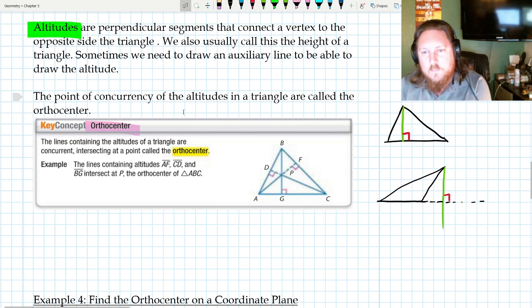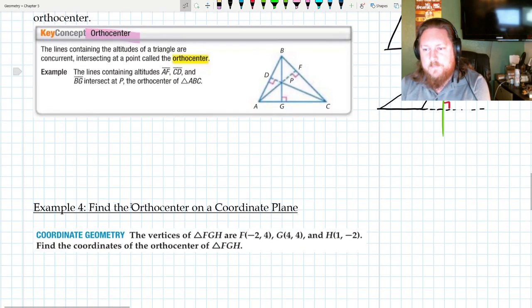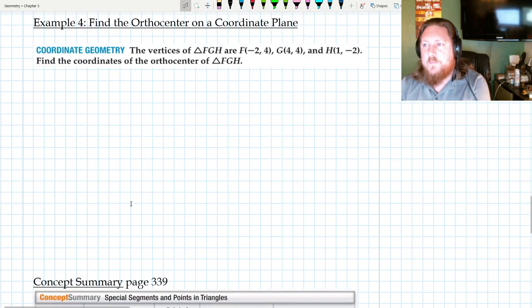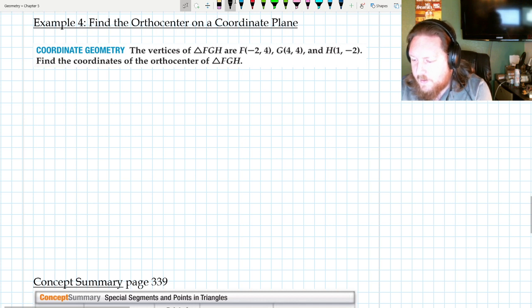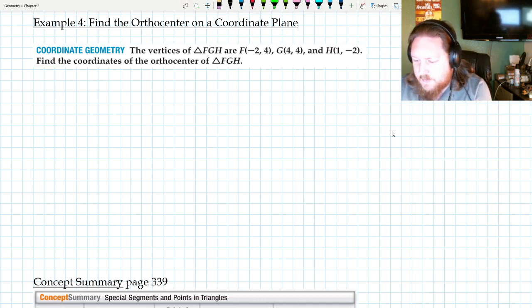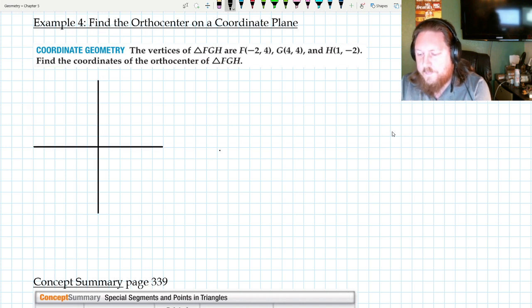Let's go ahead and find an orthocenter. All right. So I need myself some axes here. And this one thankfully doesn't have to be as big as the last one. That should be plenty to work with there.